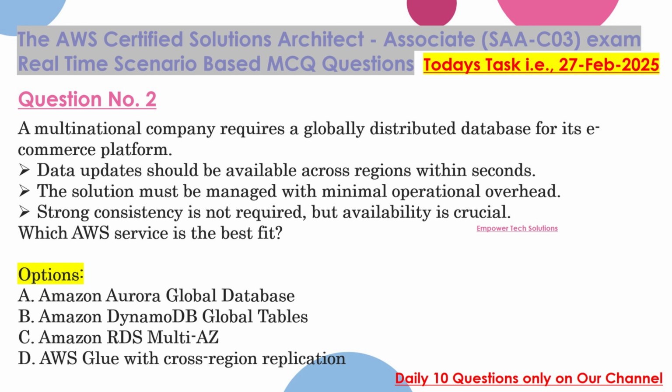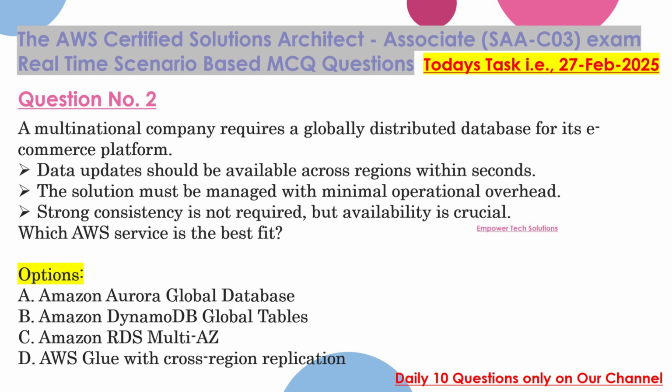Question 2. A multinational company requires a globally distributed database for its e-commerce platform. Data updates should be available across regions within seconds. The solution must be managed with minimal operational overhead. Strong consistency is not required, but availability is crucial. Which AWS service is the best fit?